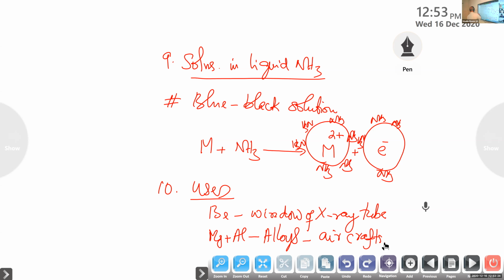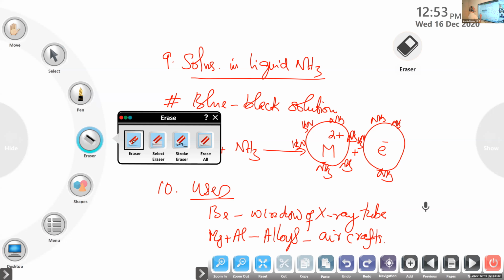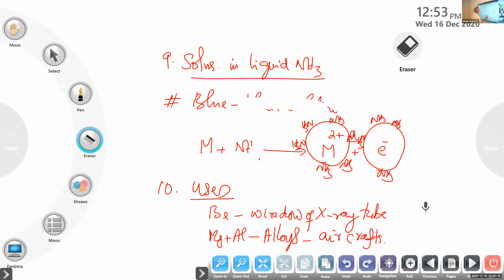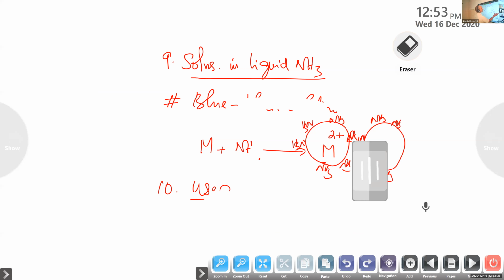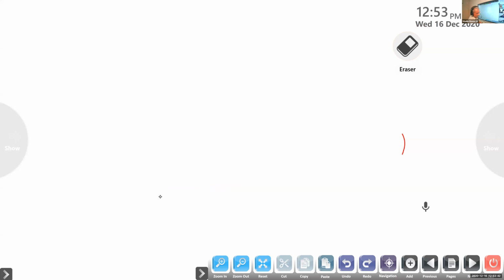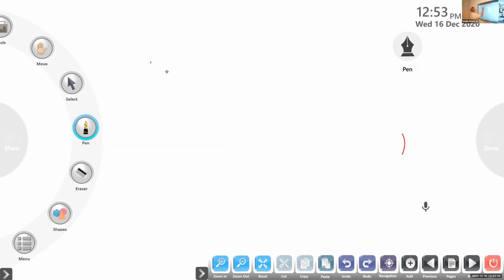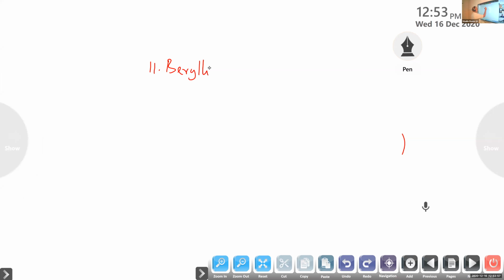Okay. Now let us see some of the compounds. We need not study the compounds of these metals, but let us take some special cases. For example, take the beryllium halides. Point number 11. Beryllium halides are of special interest. They have special properties.